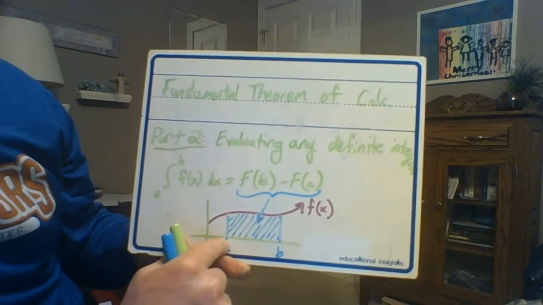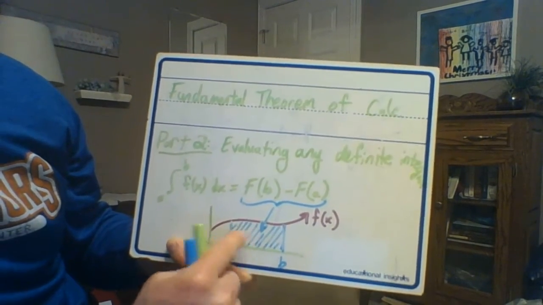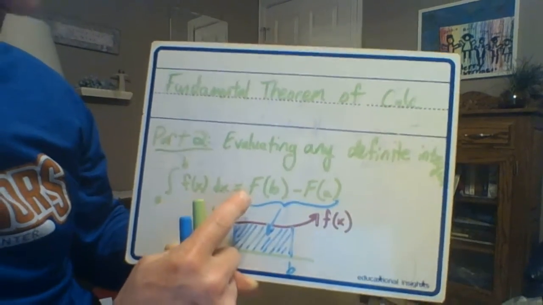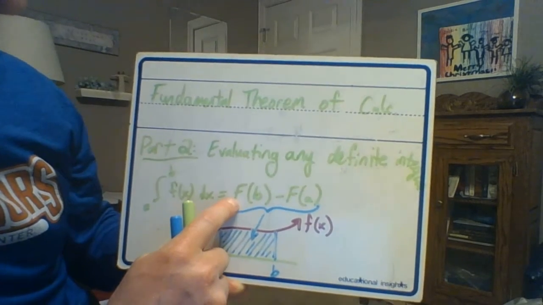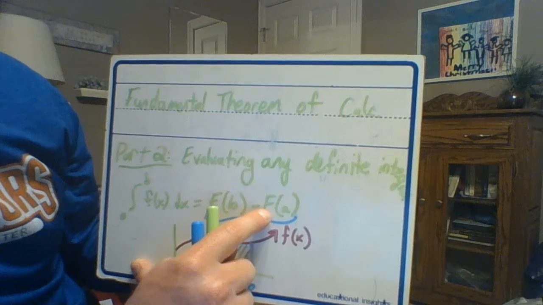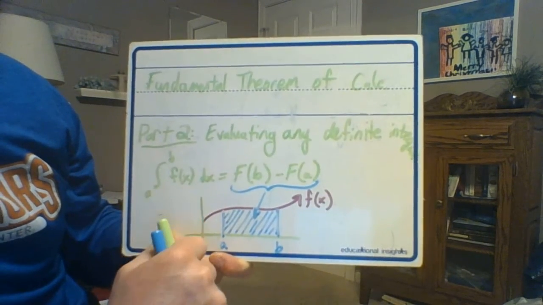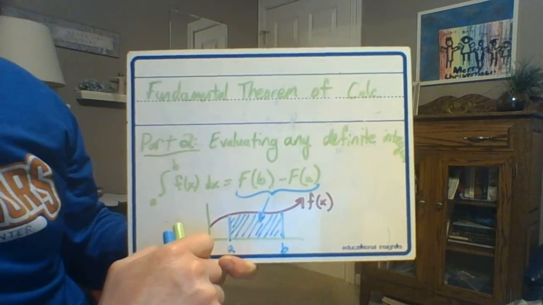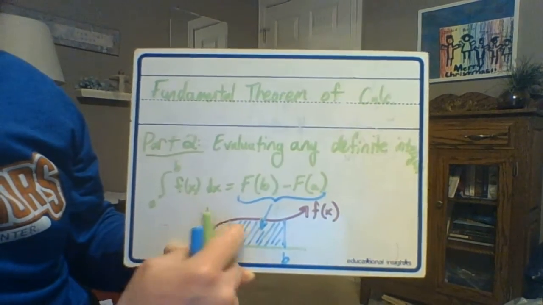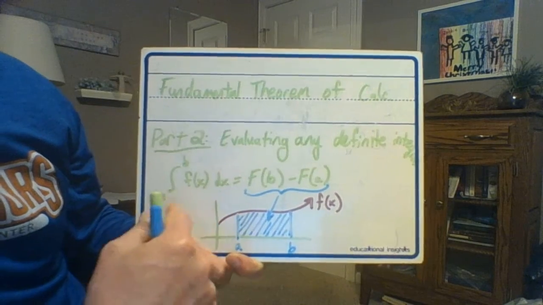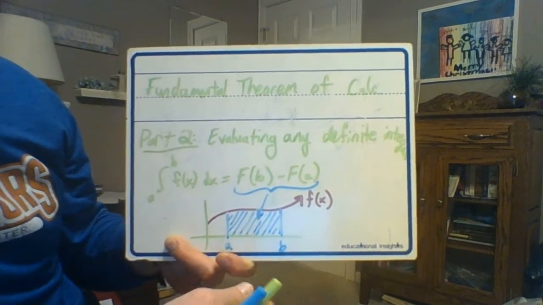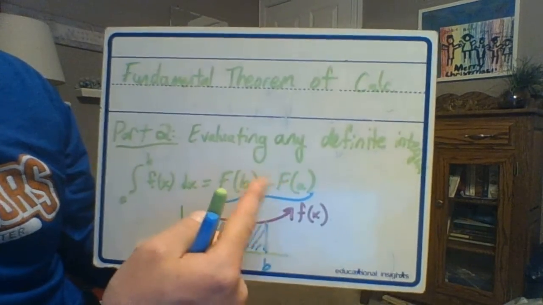And that's fixed. All you have to do to find that area, in this case that blue region between them, is find the antiderivative and evaluate it at b and subtract the antiderivative evaluated at a. All right? So technically the first part of the theorem tells us that every function has an antiderivative, and now this part tells us that we're going to use those antiderivatives to actually evaluate a definite integral. Okay? So I'm going to show you how this works.